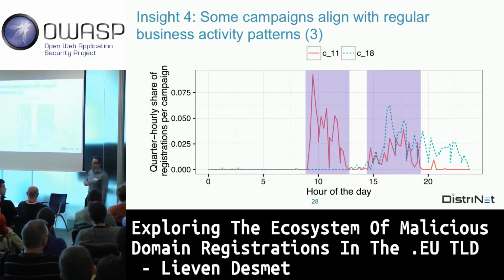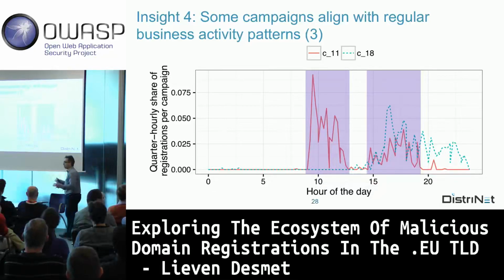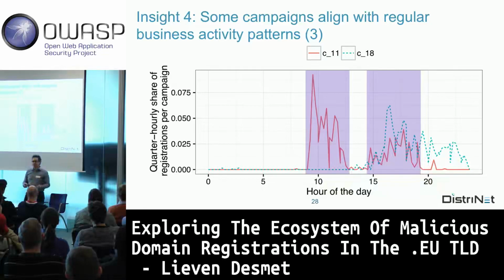More interesting on the C11, we see a morning and an afternoon. Do they actually take lunch breaks of about 2 hours? It is quite long. Again, we don't know for sure. We only see that certain campaigns are actually reflecting certain behavior that we did not expect when we started this analysis.